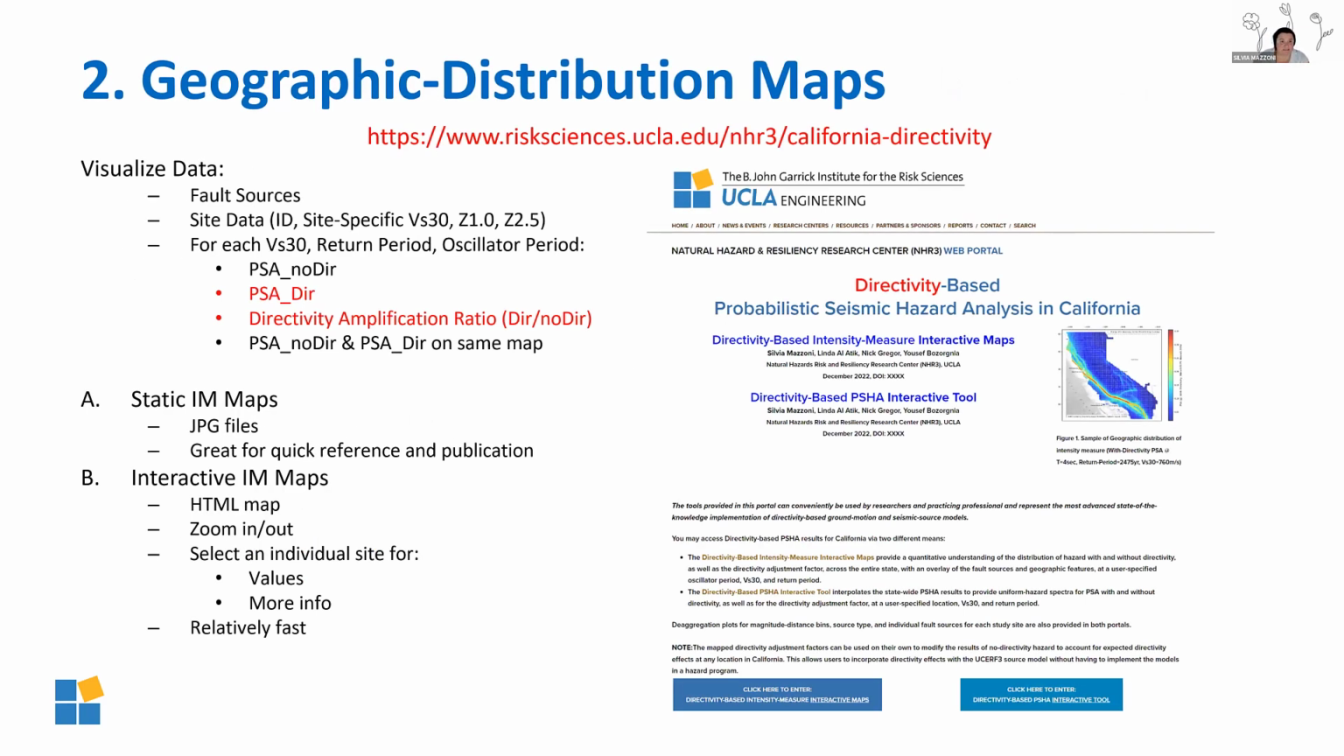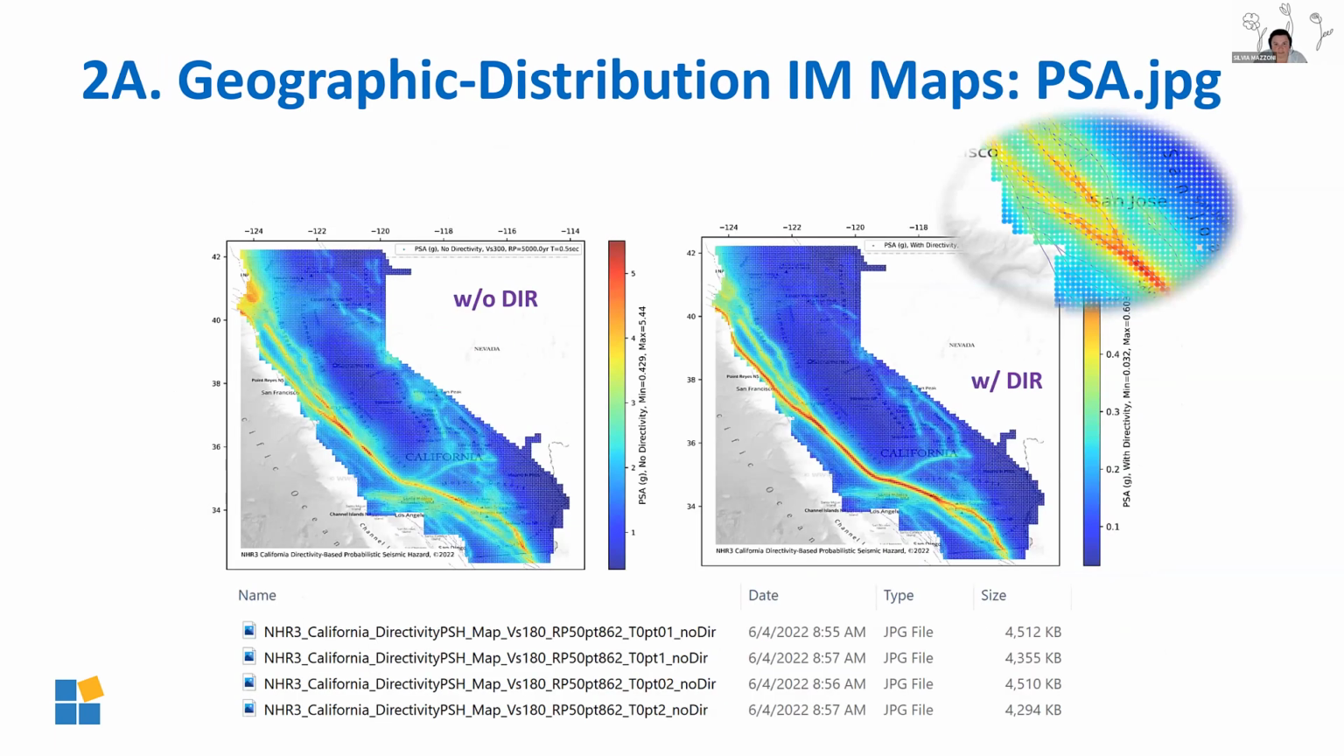You can access these through this website. I'm working on getting a DNS, something easier to access. But if you just Google California Directivity UCLA, you will find this is the main page for the tools. And then there's access to each one of the tools that you want, whether you want the maps or the interactive tools. The static maps are accessible directly from the interactive maps, so I didn't have too much bookkeeping. The interactive maps are handy because you can zoom in, zoom out, and there are additional features that I will show you, and you can visualize all these different intensity measures.